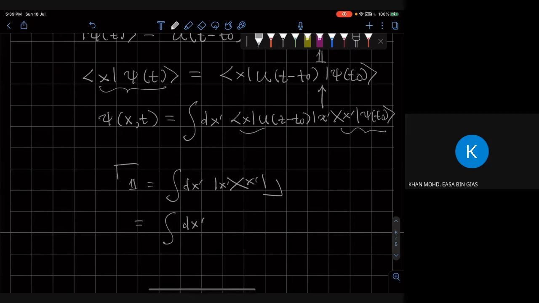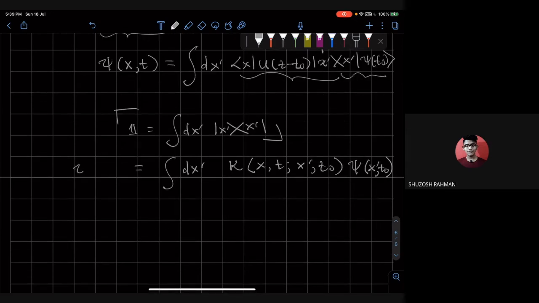And what is this object? This is some function, some number, because if I sandwich an operator between two states, that thing becomes a number. An operator acting on a ket gives me a ket, but when I take the inner product with a bra, it becomes a number, right? So this is what we're calling the propagator, is it? Exactly. So let's call that K. It's a function of x and t, as well as a function of x prime and t0, or t prime, or whatever you want to call it, times psi of x prime, t0, right?